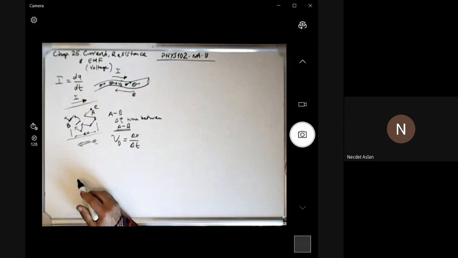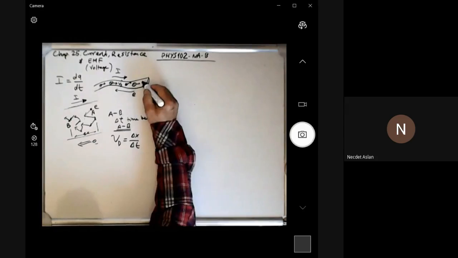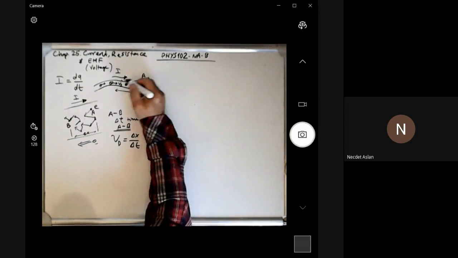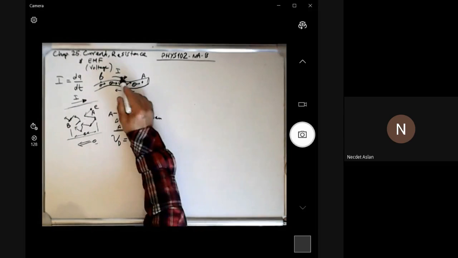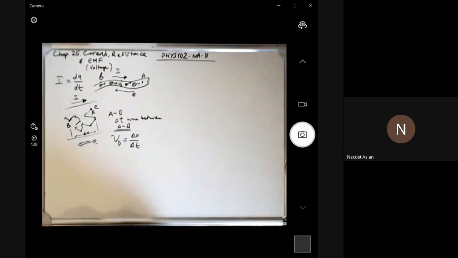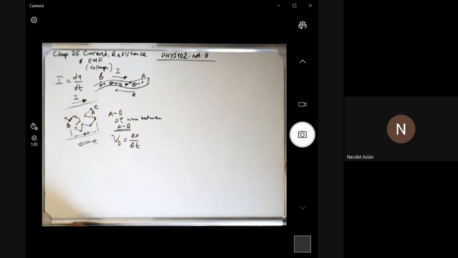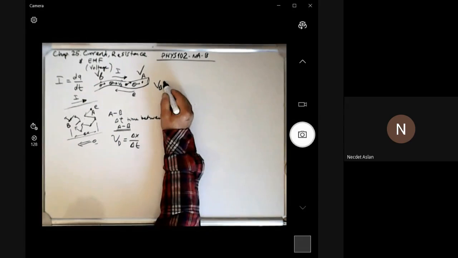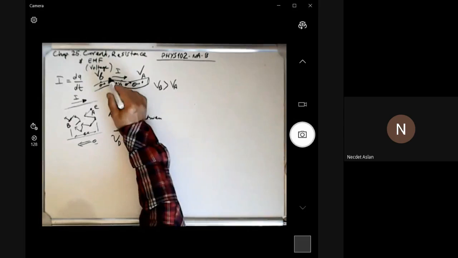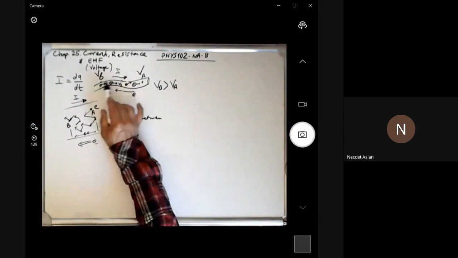But now there is also another thing which is very important. In order for the current to move from one point to another, let's say this is point A and this is point B, just like the cable here, the potential on the left should be greater than the potential on the right. So if this is VB and this is VA, VB must be greater than VA in order for the current to flow from left to right. If VA is greater than VB, then the current will flow in the opposite direction.